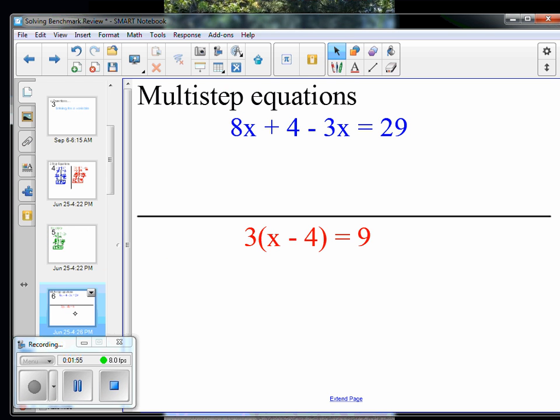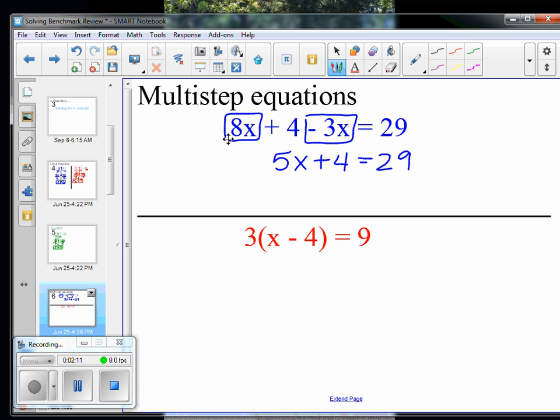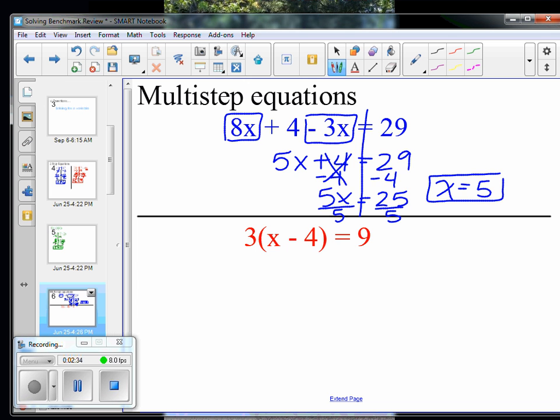All right, the next type we're going to do now is multi-step equations, which means you have to combine like terms. So this first one, I have a positive 8x and a negative 3x that are like terms. 8 minus 3 gives me 5x. Copy down my 4. Keep my 29. So a lot of you just need to get used to copying a lot of answers, okay? So next step, minus 4, minus 4. I'm left with 5x, because that's gone, equals 29 minus 4 is 25. And again, connected right next to each other is multiplication. Opposite is to divide. Final answer, x equals 5.